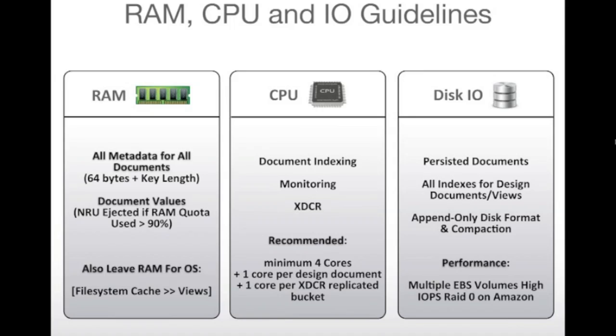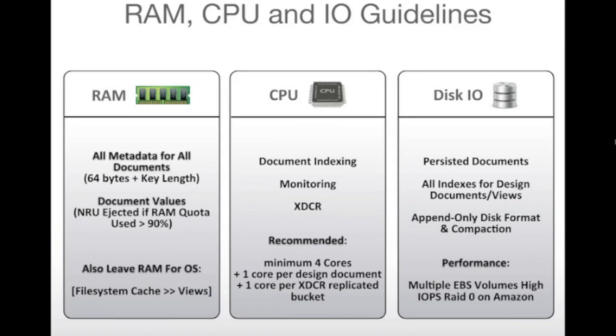So CPU is used for document indexing, monitoring, and cross-data center replication. We do have some recommendations: at least 4 cores per node in Couchbase, and add a core per design document, which you can learn about in Couchbase 104. If you're new to Couchbase and the indexes, you'll learn more about that in Couchbase 104. And then 1 core for each bucket that's using cross-data center replication. These are general guidelines for CPU. Of course, you can always go much higher than that. We're just talking about minimums here.